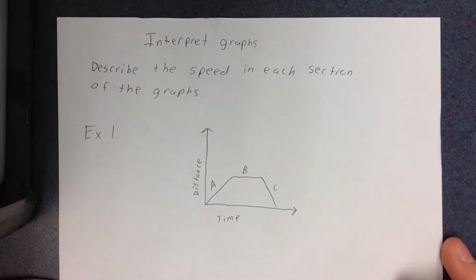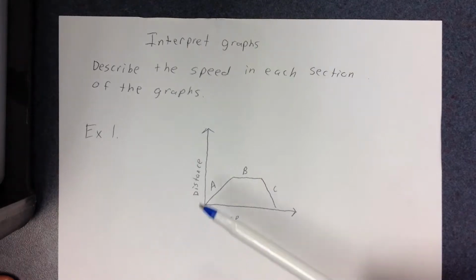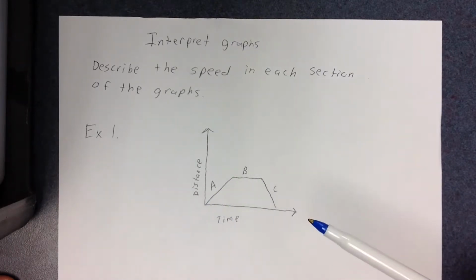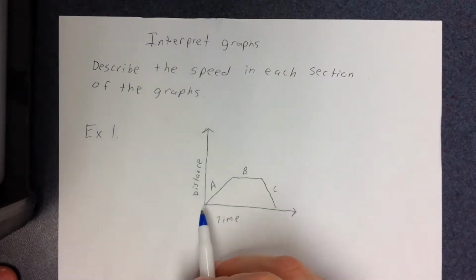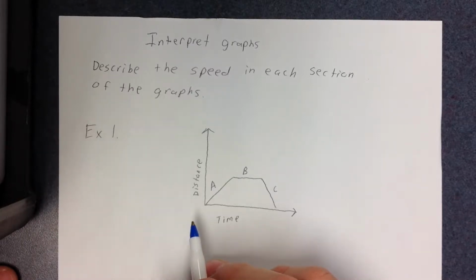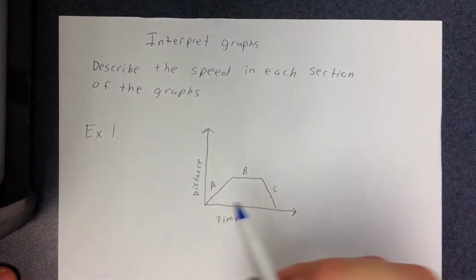Okay, next in sketching and interpreting graphs, we're going to talk about the speed in each of these different types of graph. One of these graphs is going to be distance versus time, and the other is going to be velocity versus time. Since we're talking about speed, we want to know: is it a constant speed? Is the speed increasing? Is the speed decreasing? And how's that related to the graph?